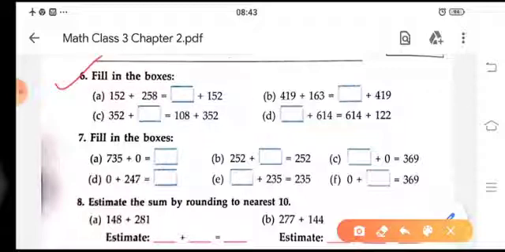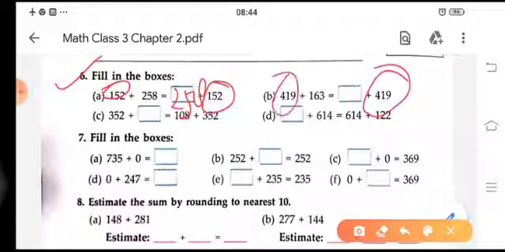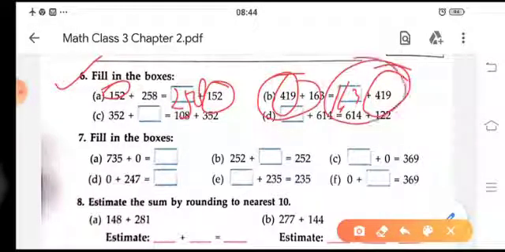So 152 plus 258 is equal to, who is equal to 152. So we write here, because 152 is here, 152 is here. So what comes here? 258. Same number. Then 419 plus 163. Over here is written 419. So what should be here? 163. So these numbers are equal to these numbers. This we have to write here.